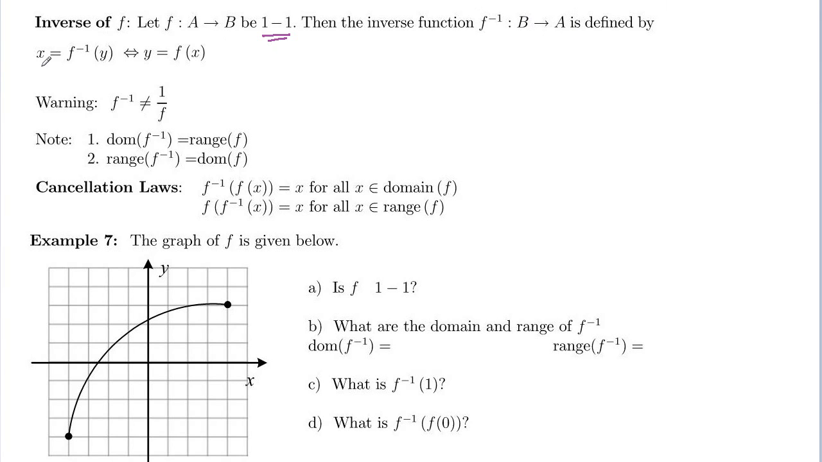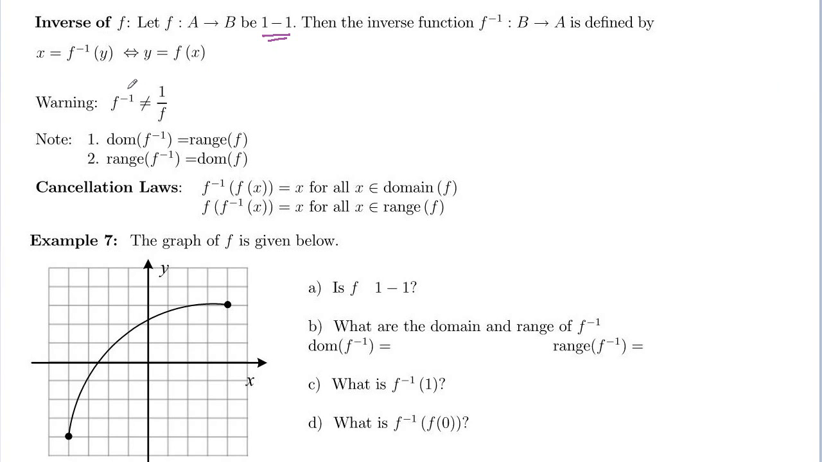And it's defined by the following relationship. x is f inverse of y if and only if y equals f of x. So we're not used to writing functions like this, x equals f inverse of y, but what that's saying is that for the inverse function, your inputs are y values. They're the outputs for your function f. And your output for f inverse is the input for f. So what happens is that your domain and range switch when you're talking about the inverse function.